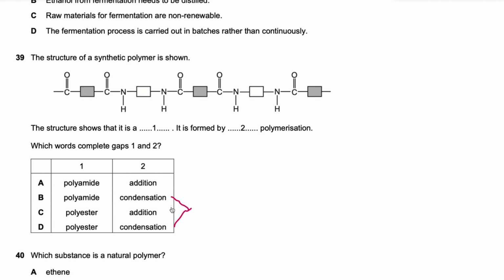So NH is an amide group, which means it's a polyamide. It's not a polyester, it's a polyamide. So the answer is B.